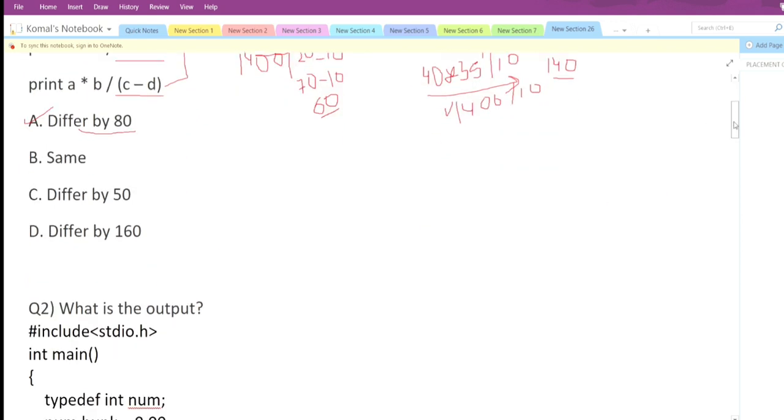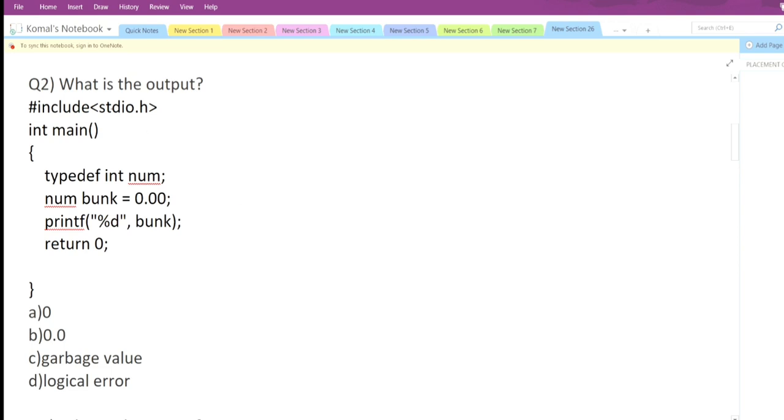Now we will see the next question. What is the output? They have given typedef int num. So they have given one variable num with the data type integer, and the value they have assigned is 0.00. Now they are doing printf with %d. As we know that %d stands for integer, it will only print the integral part of that number. Before the point it is the integer part, and after the point it is the floating part.